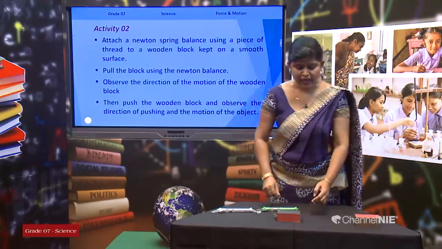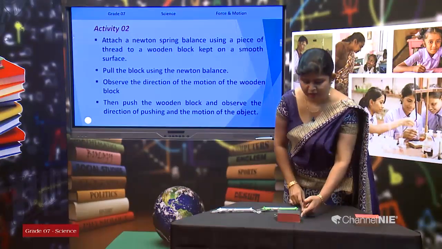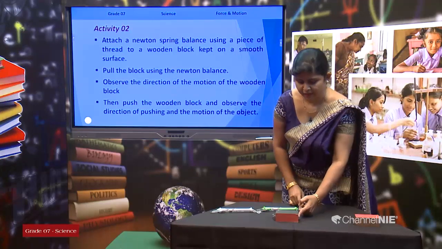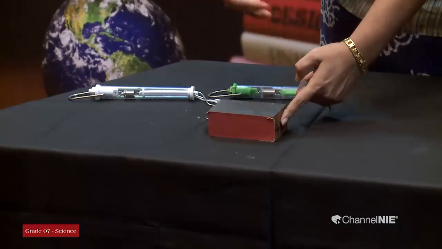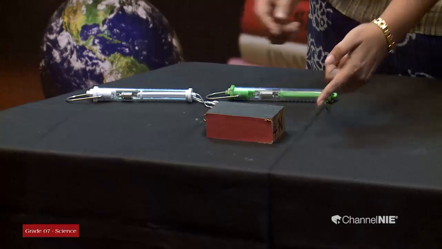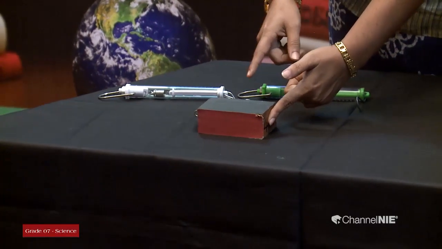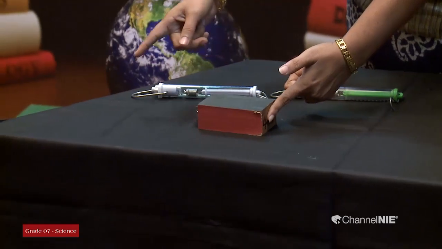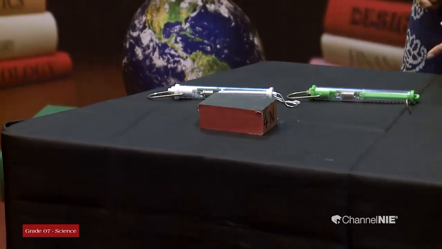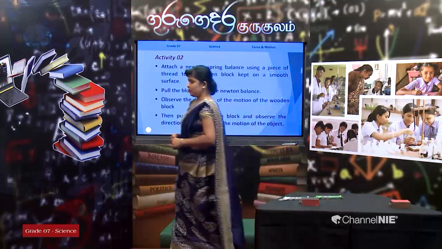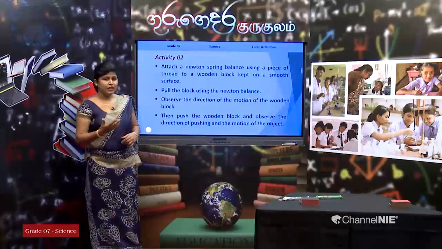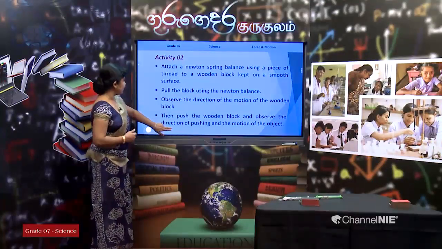Now what I am going to do is removing the spring balance and it is kept away. Then I am going to push the wooden block using my hand. The earlier activity was a pulling. Now I am pushing the wooden block. Now you can say that the wooden block is moving along the direction of my pushing. By keeping that in your mind, we can come to the next part of the lesson.